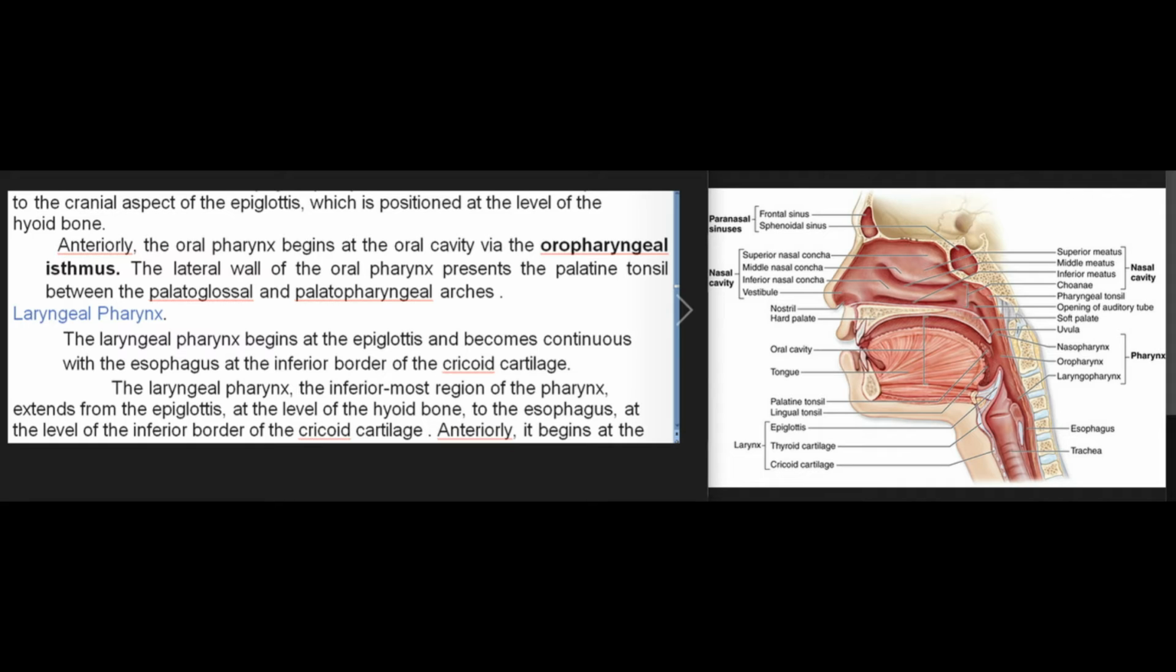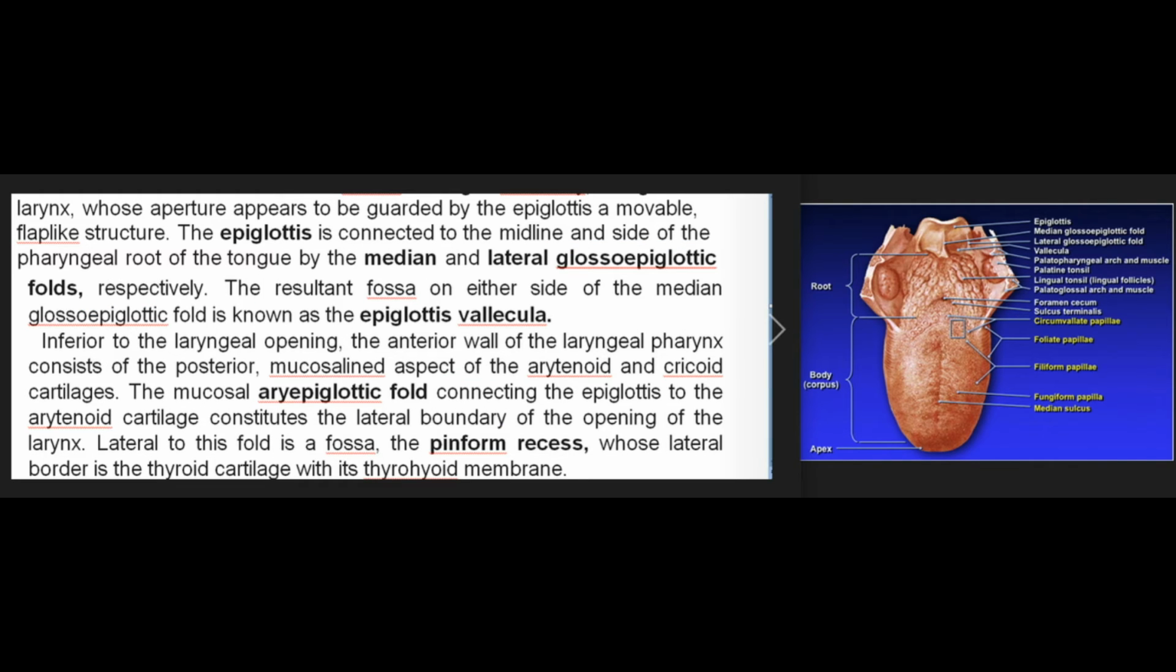Laryngeal pharynx. The laryngeal pharynx begins at the epiglottis and becomes continuous with the esophagus at the inferior border of the cricoid cartilage. The laryngeal pharynx, the inferior-most region of the pharynx, extends from the epiglottis, at the level of the hyoid bone, to the esophagus, at the level of the inferior border of the cricoid cartilage. Anteriorly, it begins at the larynx, whose aperture appears to be guarded by the epiglottis, an immovable, flap-like structure.